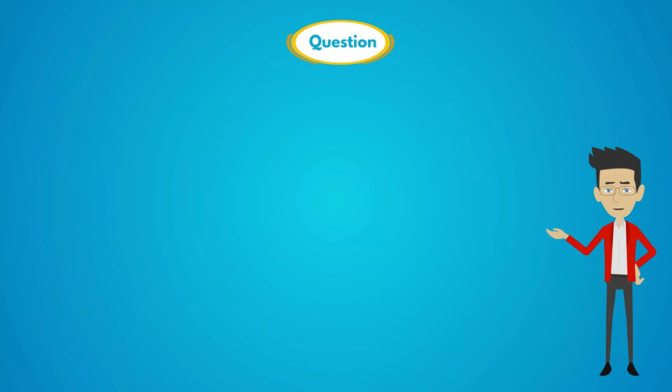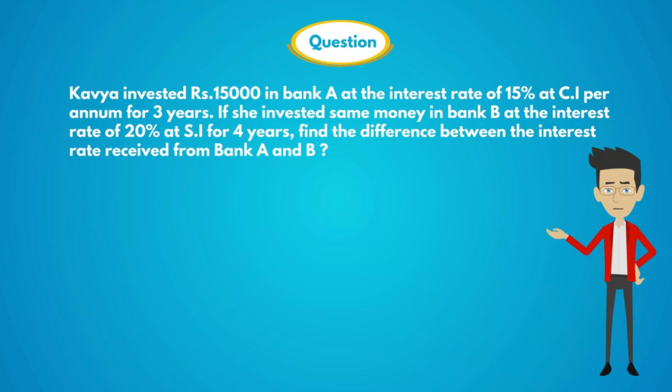Question. Kavya invested 15,000 rupees in Bank A at the interest rate of 15% at compound interest per annum for 3 years. If she invested the same money in Bank B at the interest rate of 20% at simple interest for 4 years, find the difference between the interest received by Bank A and B.